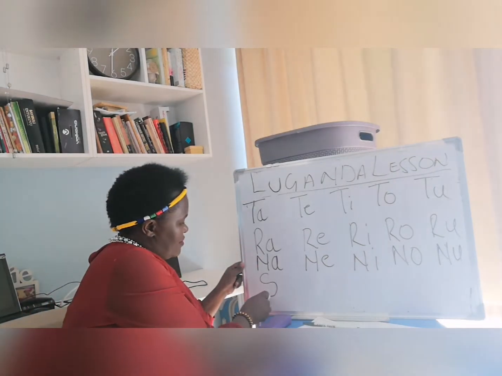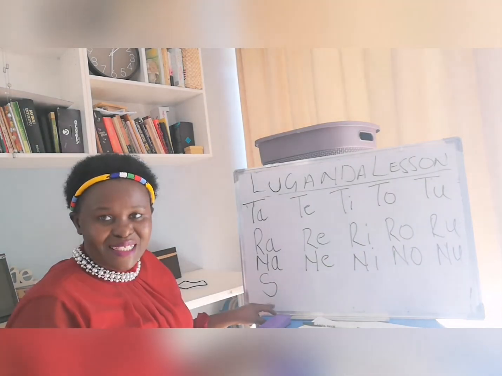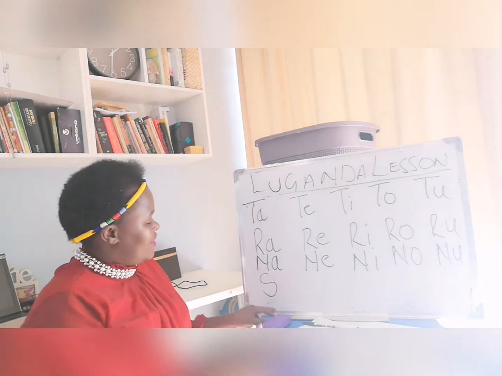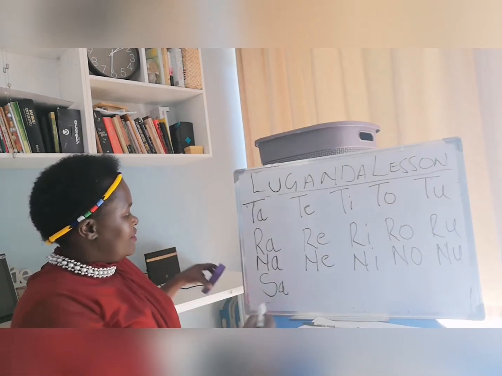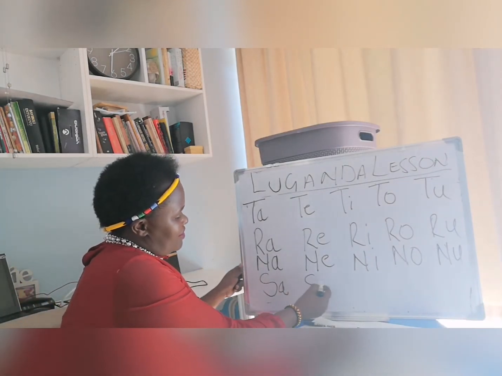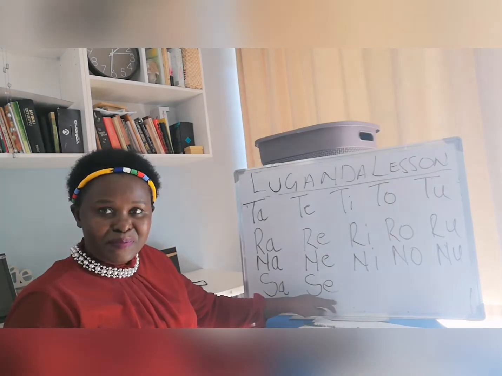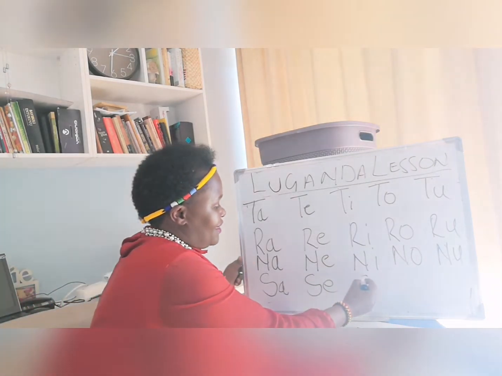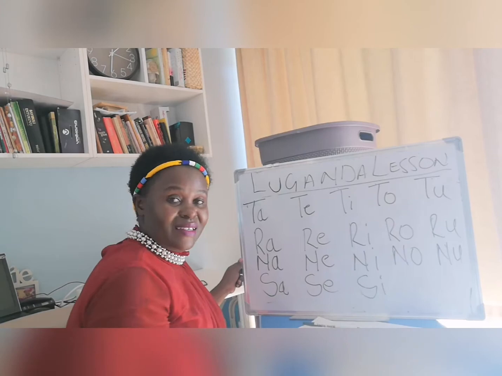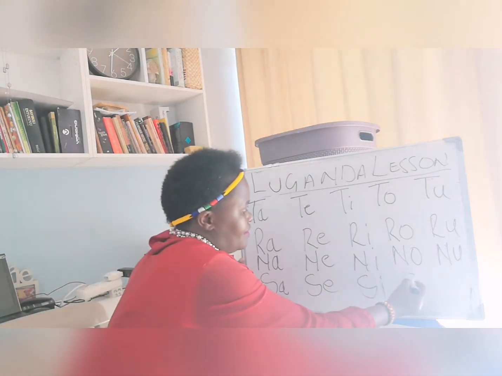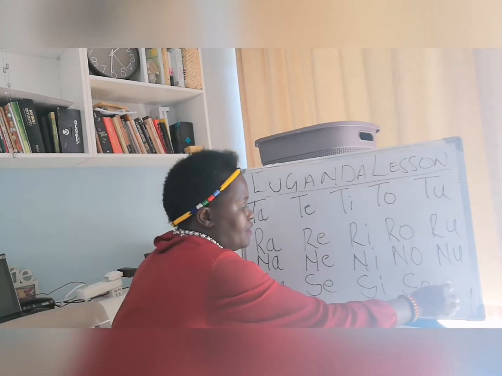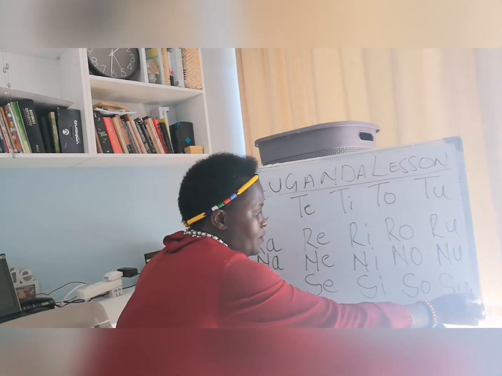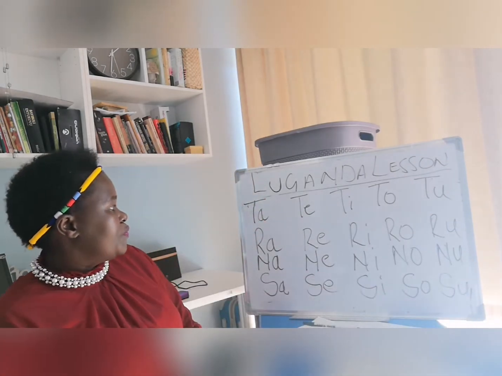Sa. Sa is S in English. Sa ne a, sa. Sa ne e, se. Sa ne yi, si. Sa ne o, so. Sa ne wu, su.